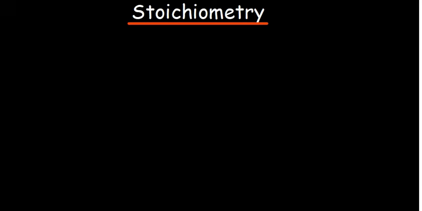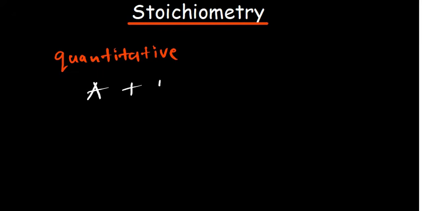Okay, so we can define stoichiometry to be the study of quantitative relationships in substances and their reactions. So the key term is quantitative. Quantitative means quantity, right? So we can use this illustration. Assume we have two reactants A and B reacting to give us C and D.